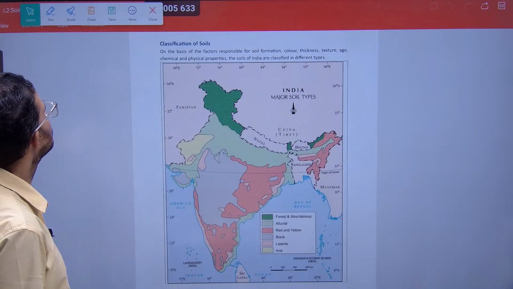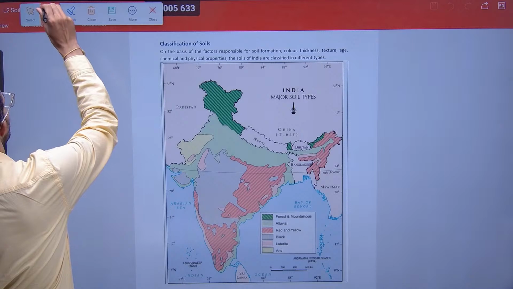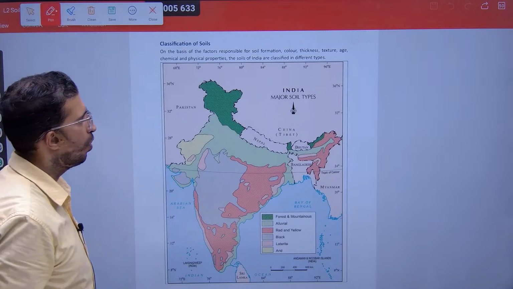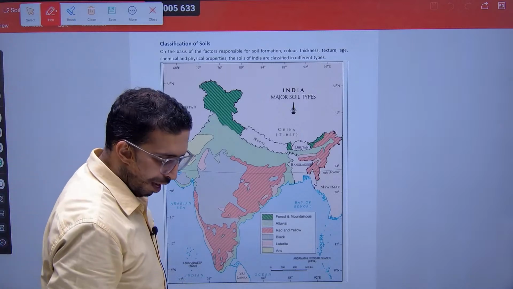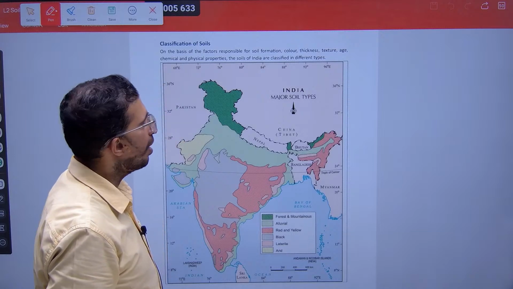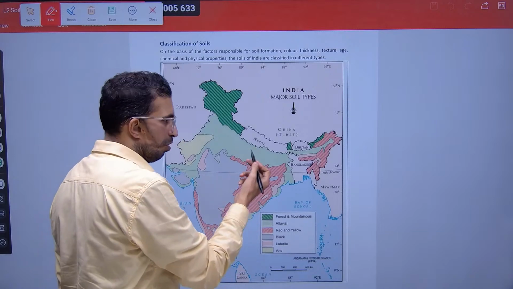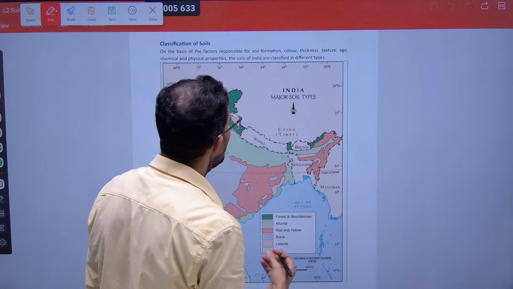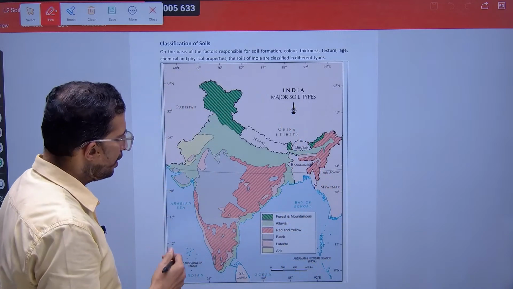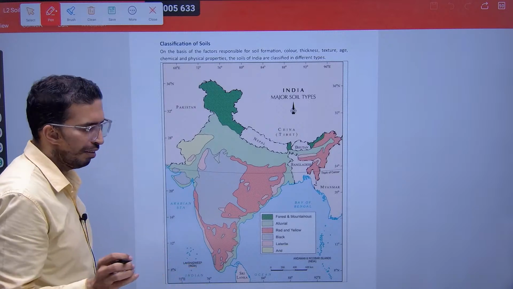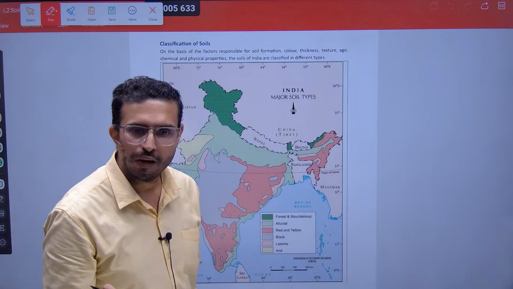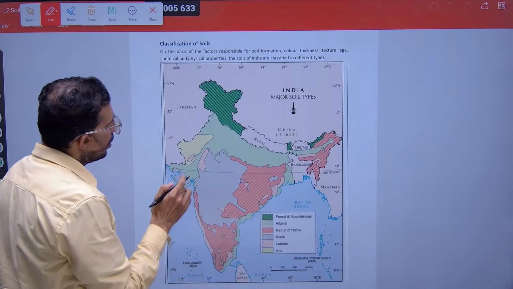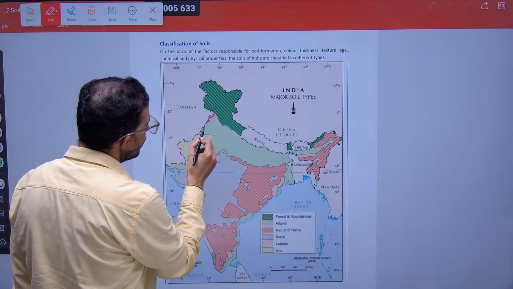Yes. Let's start our topic. The topic name is classification of soil. The types of soil are classified as per the soil formation process, then color, texture or the age. If we see, one general observation is that we have seen the alluvial soil.